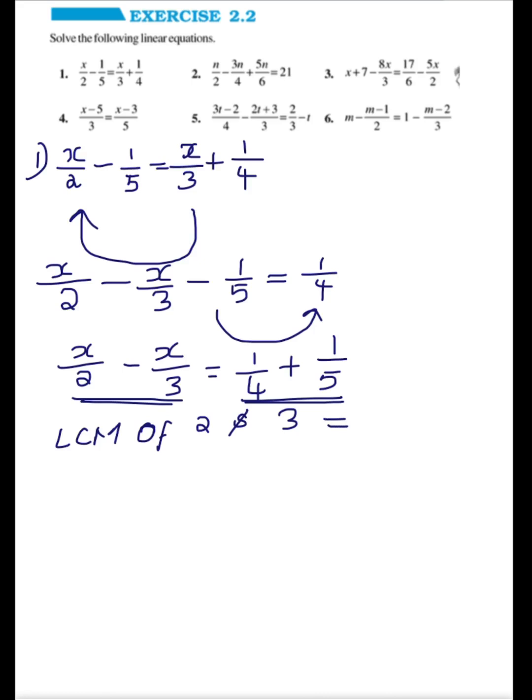So what is the LCM of 2 and 3? It's simply 6, that is 2 into 3, 6. If any two numbers do not have any common factors, then it's easy to take the LCM. You need to just take their product, 2 into 3 means 6. So 6 will be the LCM of 2 and 3. Now you have to multiply both sides with 6. Okay, multiply both sides with 6.